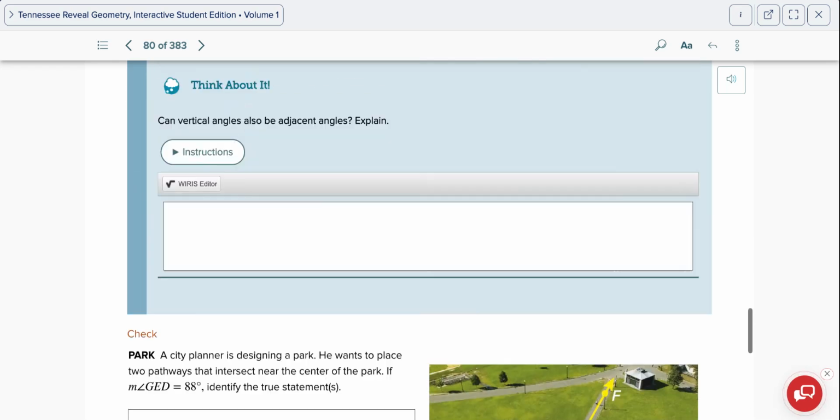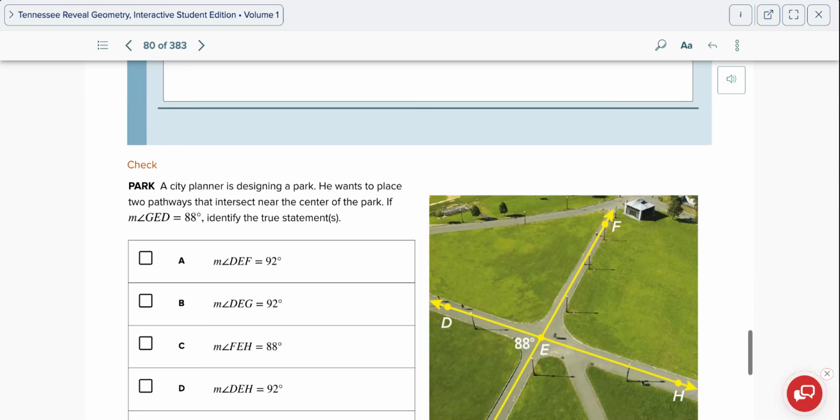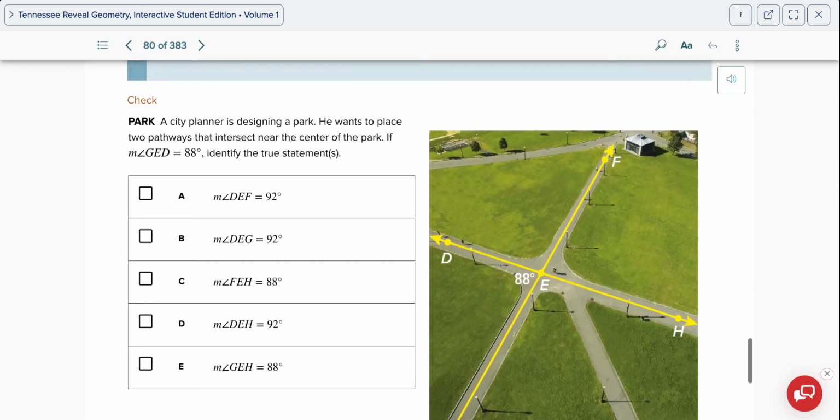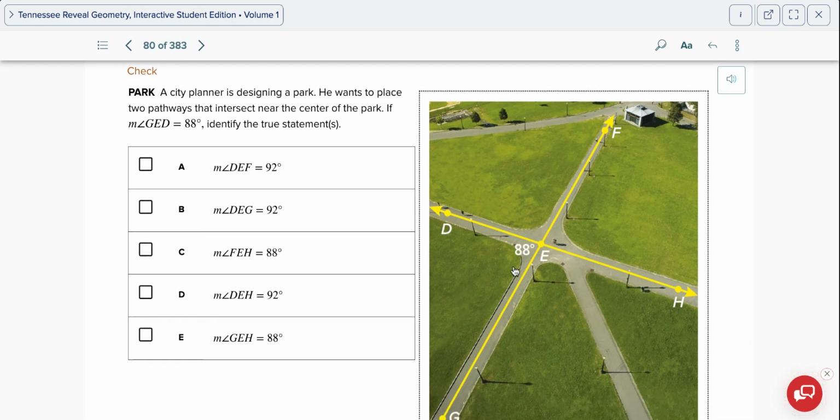Okay, here we go. Last question is the check. A planner is designing a park. He wants to place 2 pathways that intersect near the center of the park. If GED is 88, identify the true statements. Well, I'll tell you now. If this left angle is 88, then this right angle is 88. So FHE is 88 right there. FEH, boom, FEH is 88. Now, those are the only 2 that are 88.